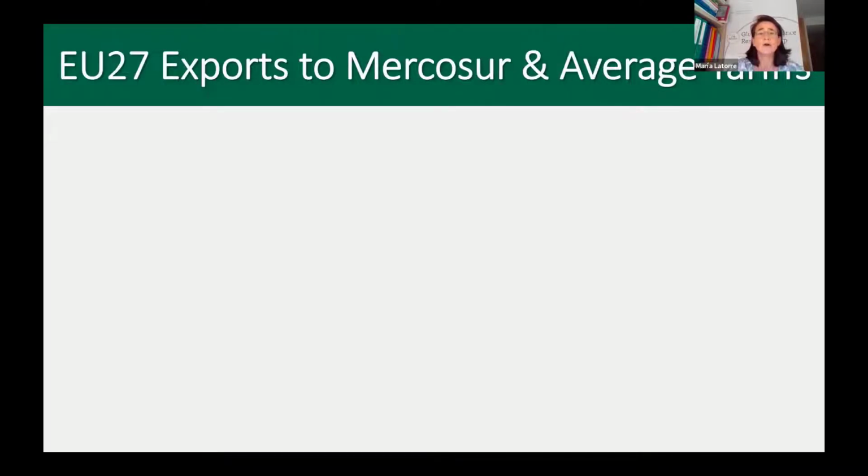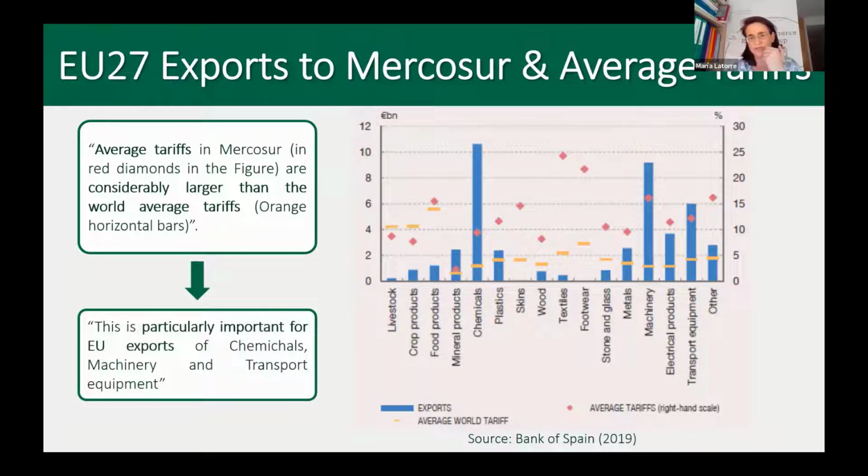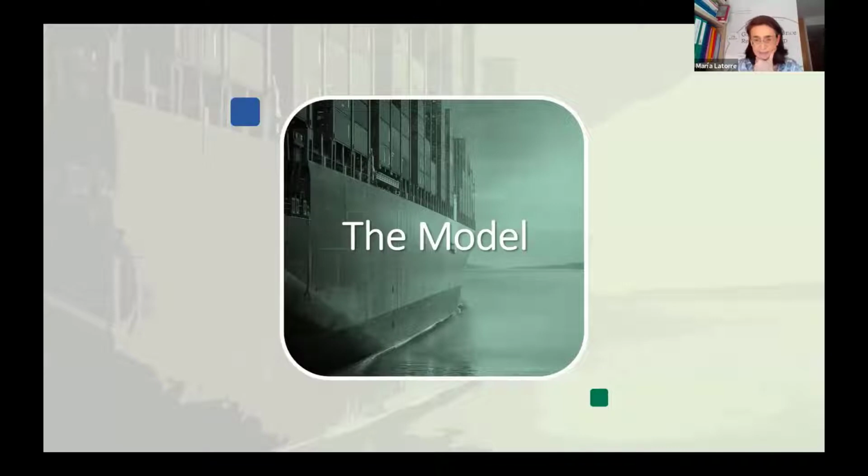Okay, so just to give you an idea, if you look at the red diamonds in this figure, you see that for most of the sectors, those red diamonds are the tariffs in Mercosur countries. And this is manufacturers. And you see that they are, for most of the sectors considered here, much higher than the world average, which is the horizontal orange lines that you see in the figure. So that's why we're saying it implies very big savings.